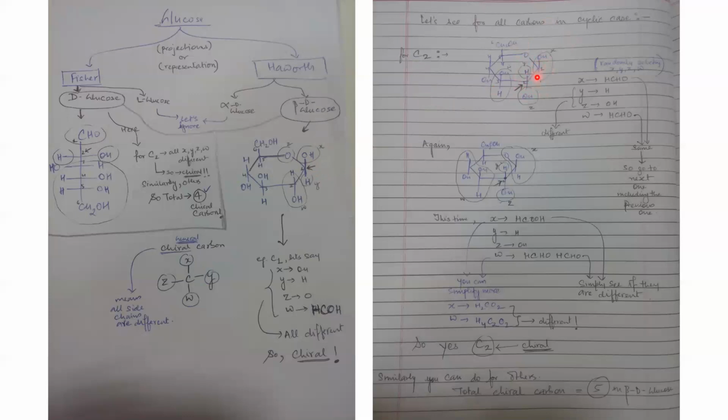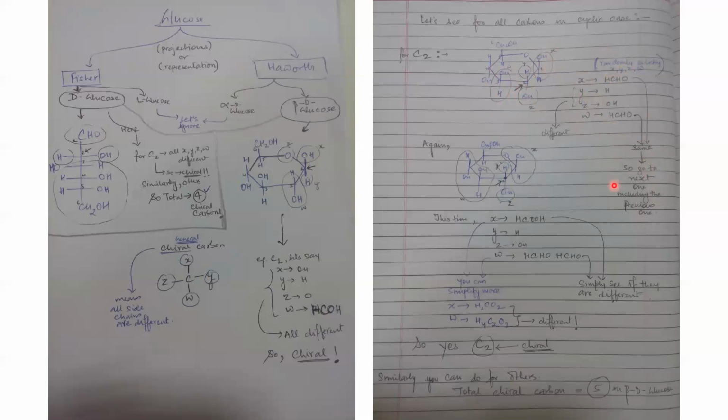Again you can do it like X, Z, W, Y. Let's say the first bond is X, which is HCOH again. The second one is H, the third is OH, and the last one is HCOH. Now it's becoming difficult, because you know that 2 of these are different, but X and W are similar. You don't have to worry here, and you need not be stuck. What you can do is write it down in your notebook that X is this, Y is this, Z is this, W is this.